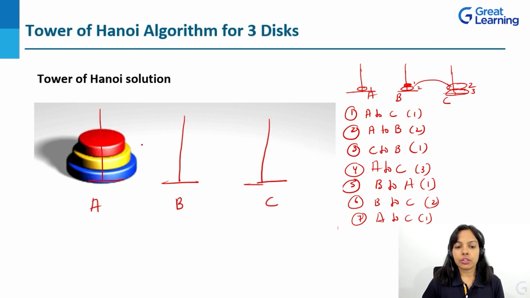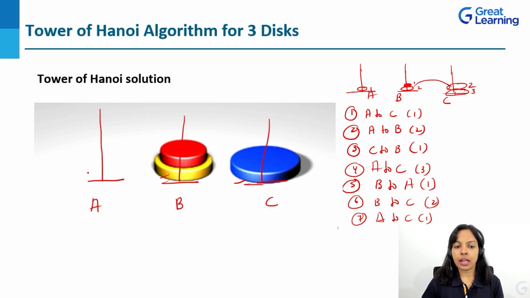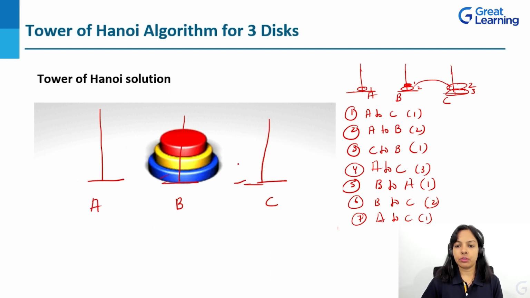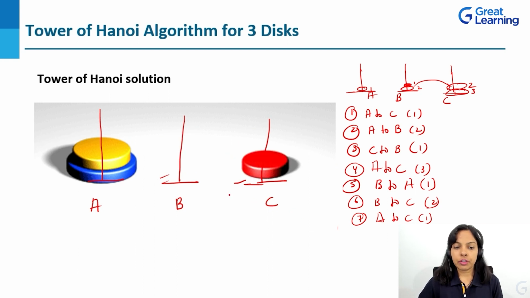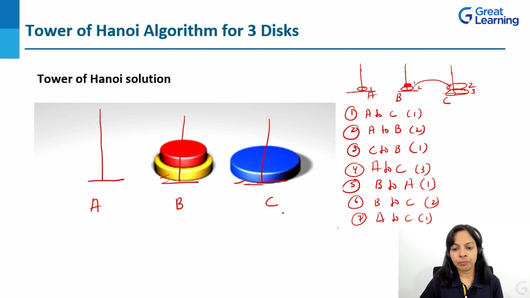So first the smallest one went to C, okay? Then the next one went to B, then C went to B, then the largest one went to C, then the smallest one from B went to A, and then again we can arrange from B to this and A to this, right? So this is how the shifting of all the 3 disks in the same sorted order is done from tower A to tower C.